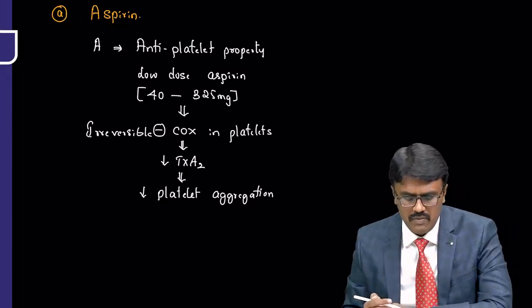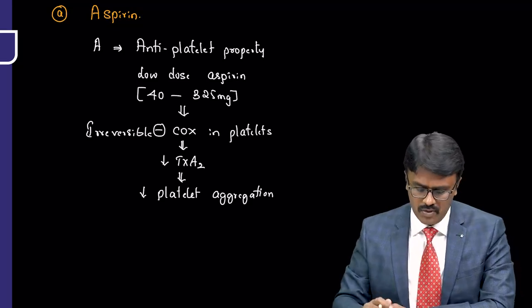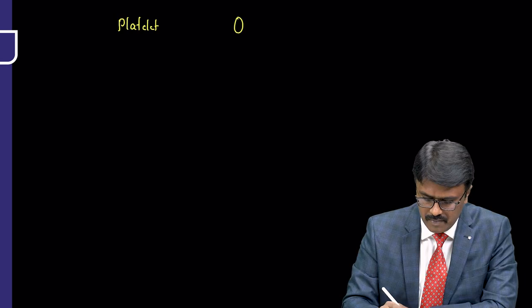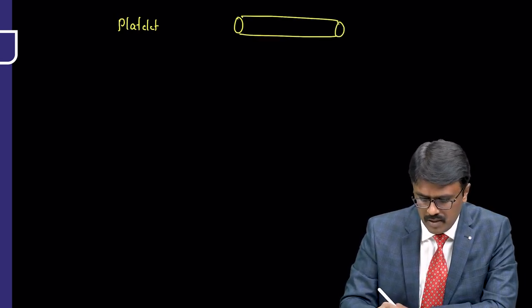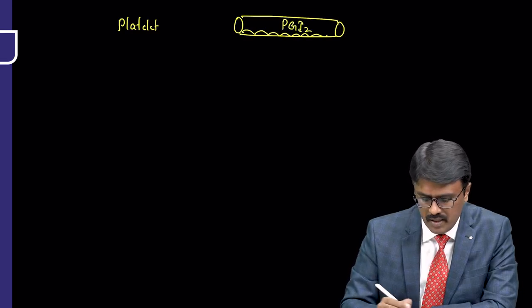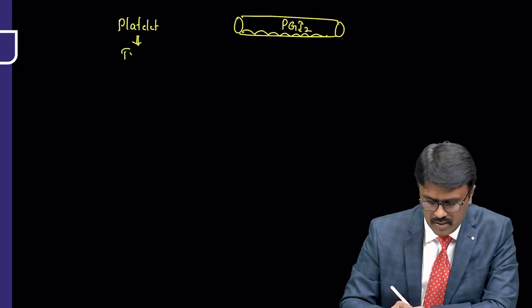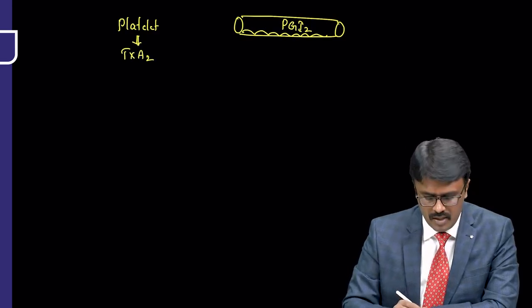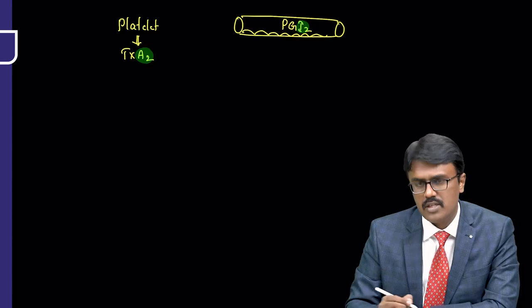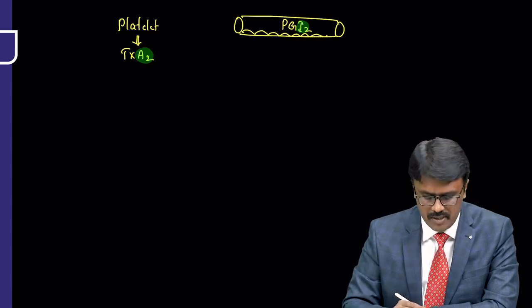Now the question is, why do we have to use only low dose? What happens when I use high dose? Will the antiplatelet effect remain? Remember, this is the platelet and this is the blood vessel. In the blood vessel, there is synthesis of PGI2, and the platelet is going to synthesize thromboxane A2. Thromboxane A2 is responsible for aggregation and PGI2 is responsible for inhibition of platelet aggregation.